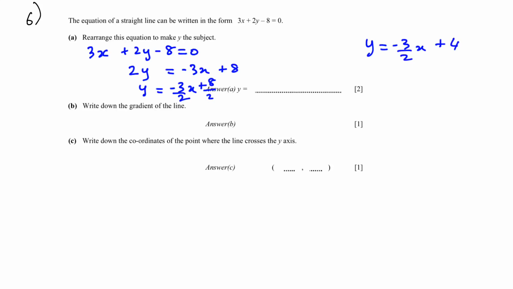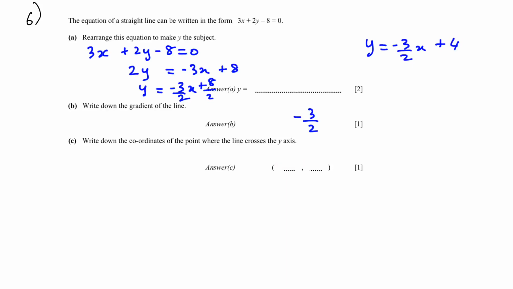So that's our answer. Next, write down the gradient of the line. Gradient is negative 3 over 2, the number before x.